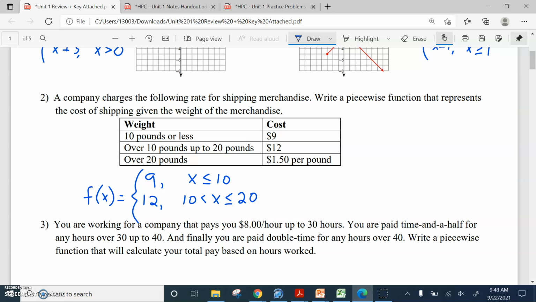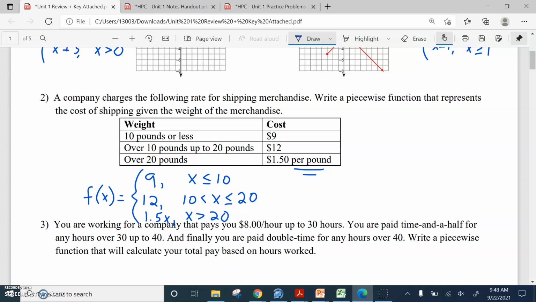Now, when we get to the over 20 pounds, that's when they charge $1.50 per pound. So the way this is written, this is the part that doesn't make sense in the real world, but this is how we have to write it in this problem. This one here is 1.5x, because this is per pound, $1.50 per pound. And that is valid only after x has gotten greater than 20 pounds.